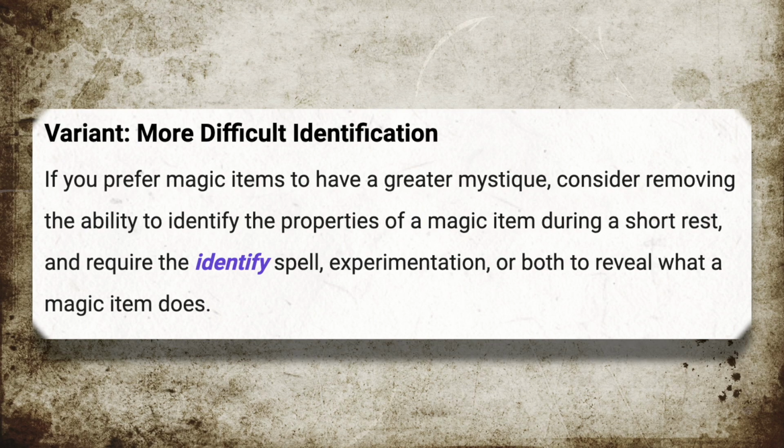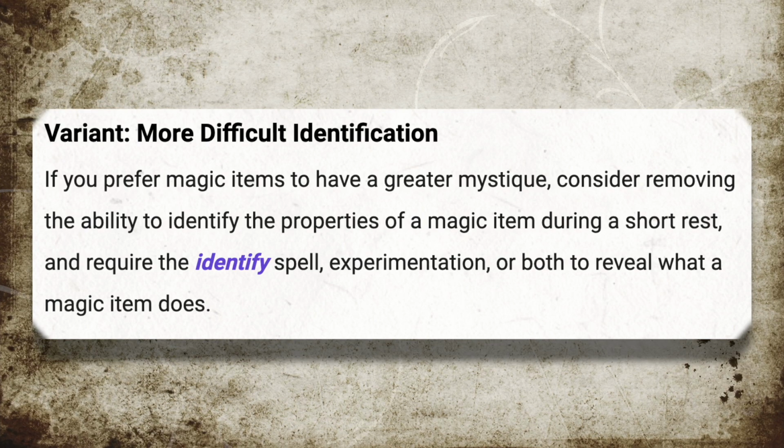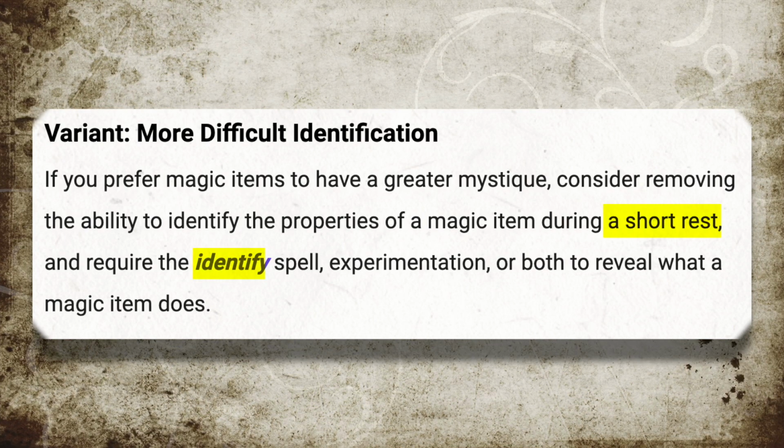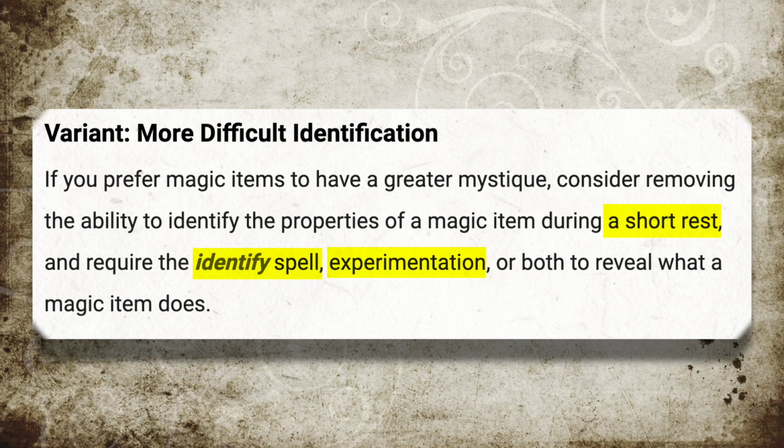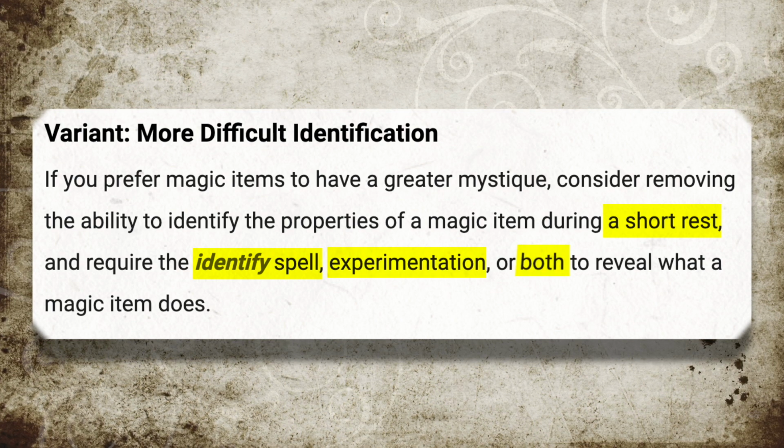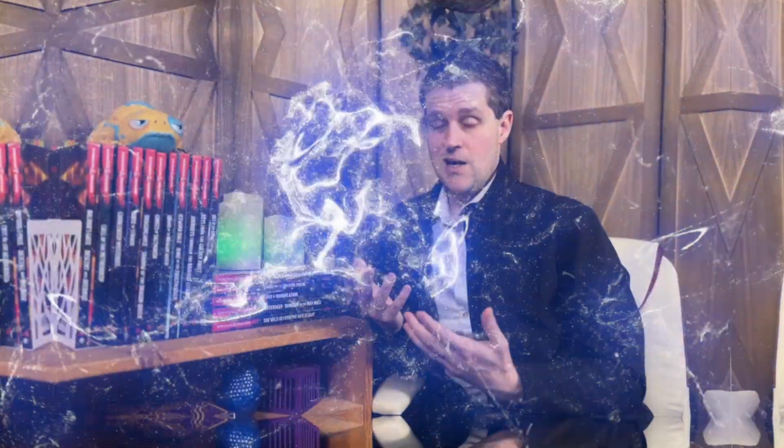There is a caveat in the DMG as a variant that allows you to change this. It states that you can remove the ability to identify the properties of a magic item during a short rest and require the Identify spell, experimentation, or both to reveal what a magic item does. This obviously allows you to put the mystery back in if you're adopting this variant, but what it doesn't do is give you any idea on how to do the things that they're talking about doing.